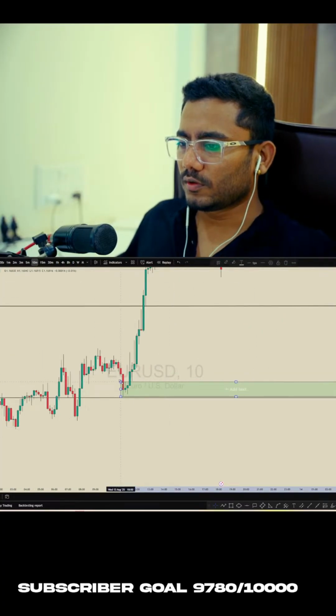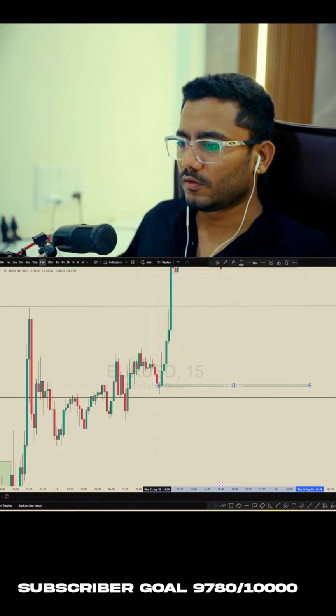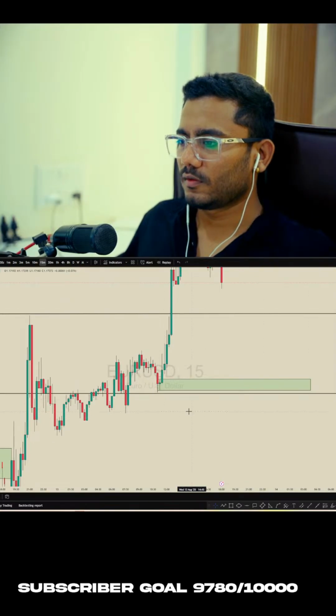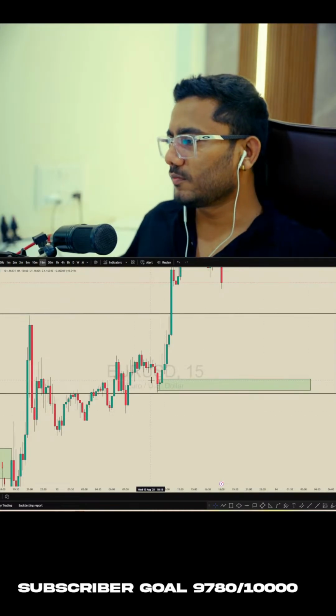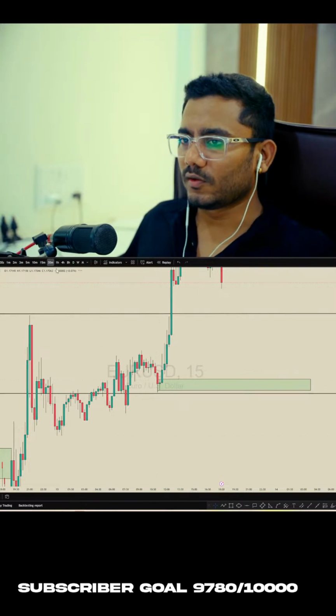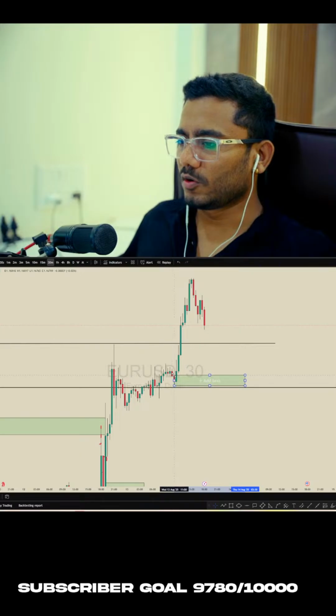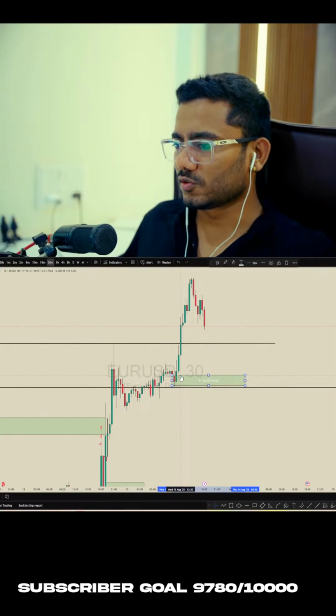On EU, this is the order block on 10 minutes. If you want to mark the order block, just mark this 50-minute candle, which is around 1.16796, 1.780. So this is the 30-minute order block. You can mark the 30-minute order block also. Both will work.